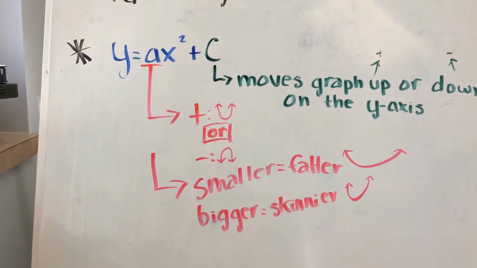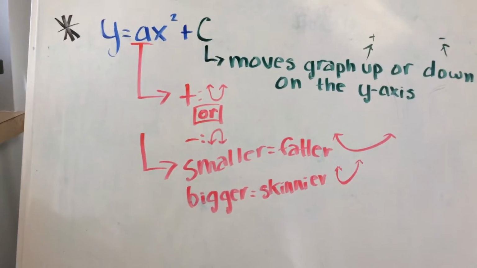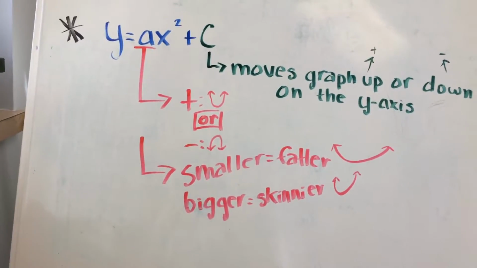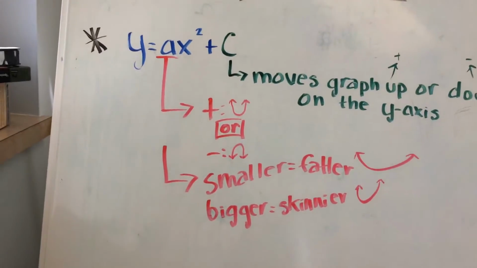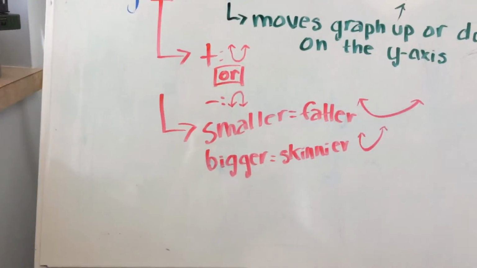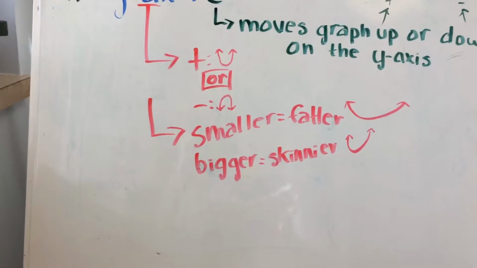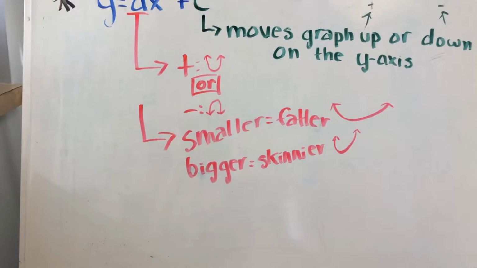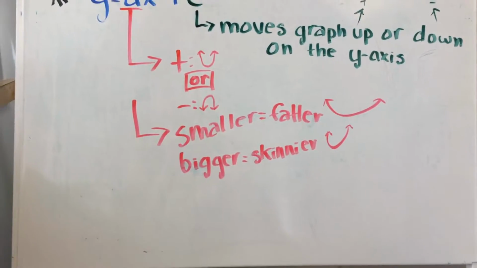The a in ax squared determines a lot of things, actually. If it's positive, then the whole parabola is positive, so it's a happy smiley face. But if it's negative, then it's a sad smiley face. And its size determines the width of the parabola. If it's smaller, then the parabola is fatter. If it's bigger, then the parabola is skinnier.